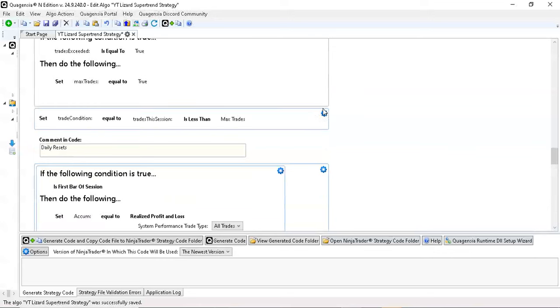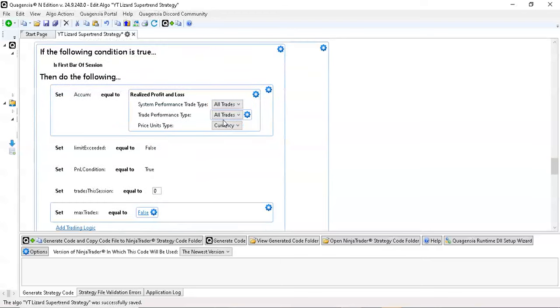So what the trade condition does is it checks to see if the trades this session is less than the max trades. If it is less than the max trades, then it's basically true and you're okay to trade. Now what this does is just resets our trade count and a max trade flag at the beginning of each session.